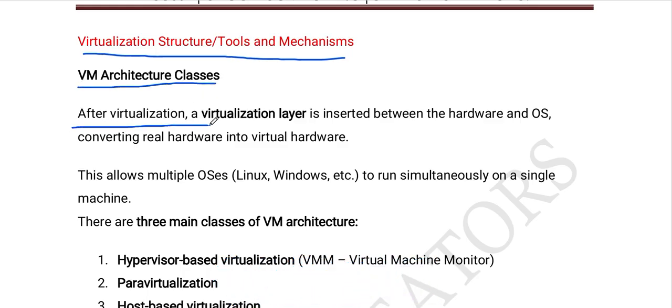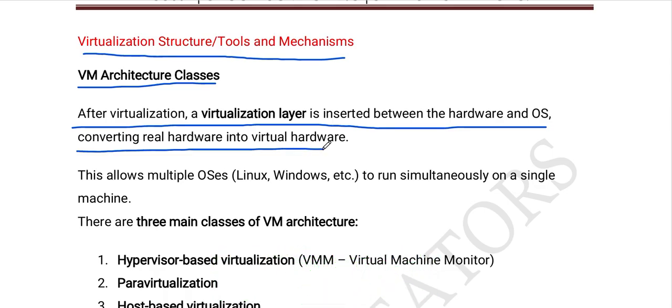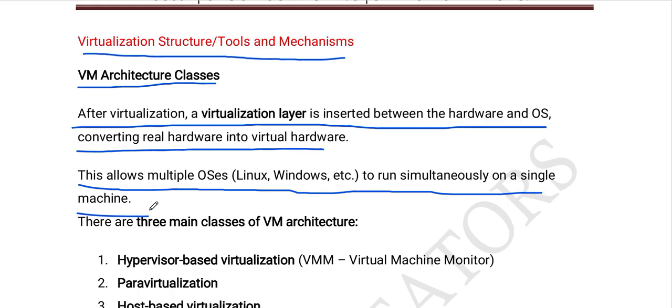After virtualization, a virtualization layer is inserted between the hardware and the operating system, converting real hardware into virtual hardware. What it means is that the virtual layer is inserted between the hardware and the operating system, and it converts real hardware into virtual hardware. This allows multiple OSs like Linux, Windows, etc. to run simultaneously on a single machine.